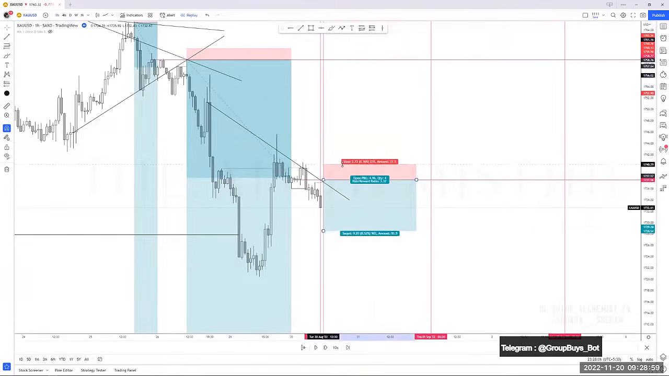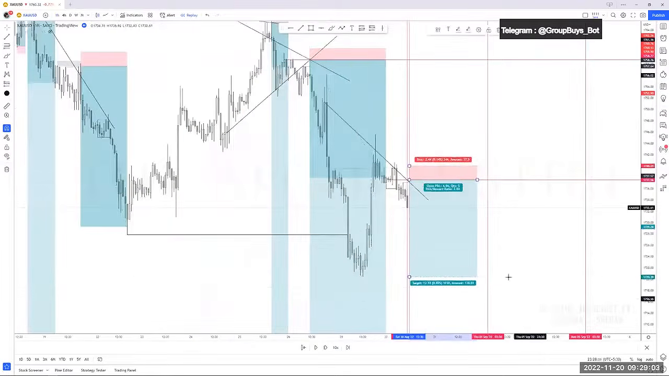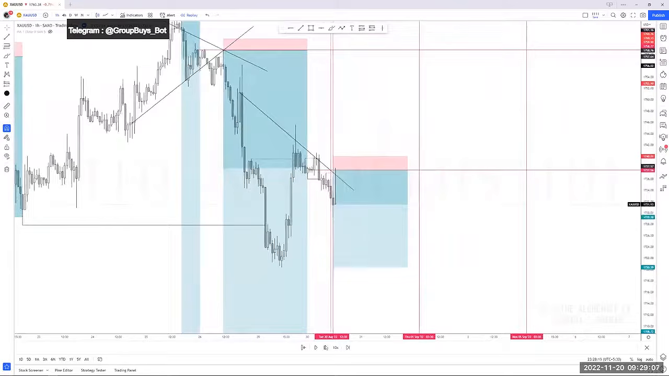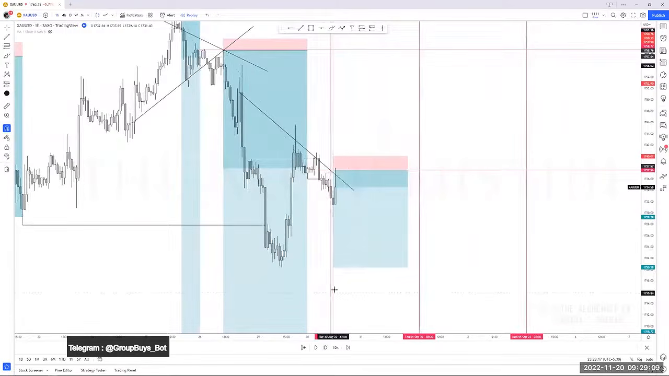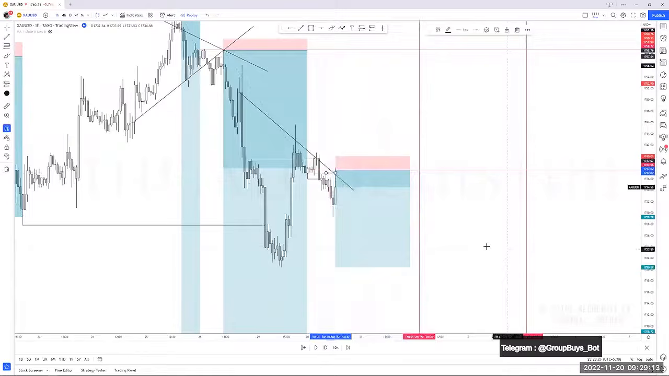Stop loss, say 25 pips. First target, external range liquidity. Let's wait. Not yet. A little bit late, about 1 hour late, but there it comes.